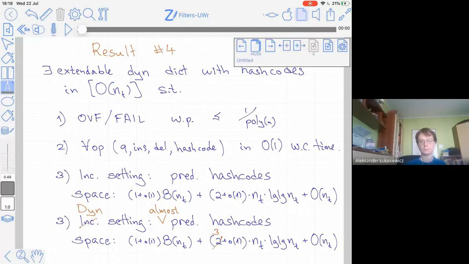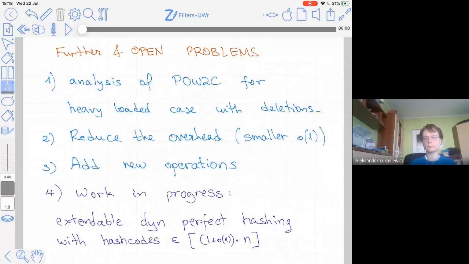Let me summarize with open and further problems. Václav, this is for you. Analysis of the power of two choices for the heavy loaded case when you have deletions. Second question, reduce the overhead, this little o of 1 term. Add operations such as successor, predecessor, whatnot. And let me point out that we are working on improving our extendable dynamic perfect hashing so that it works with hash codes which are not in linear range, but in a 1 plus little o of 1 times n range. Thank you very much for your attention and persistence.